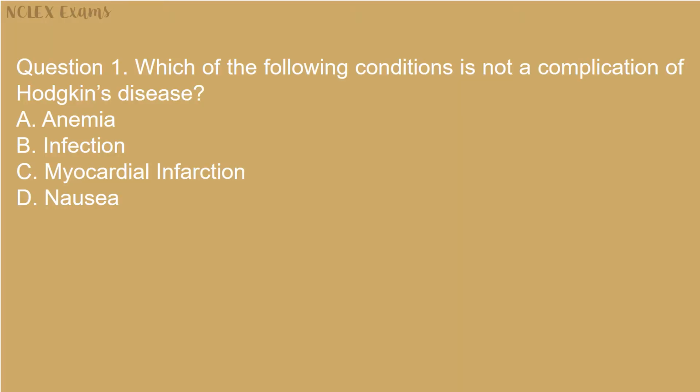Question 1. Which of the following conditions is not a complication of Hodgkin's disease? A. Anemia. B. Infection. C. Myocardial infarction. D. Nausea.